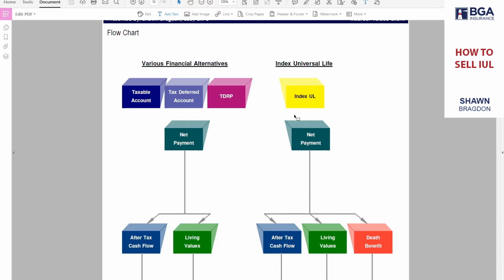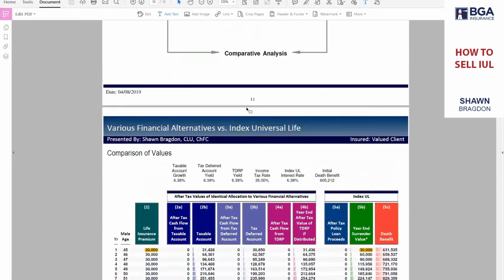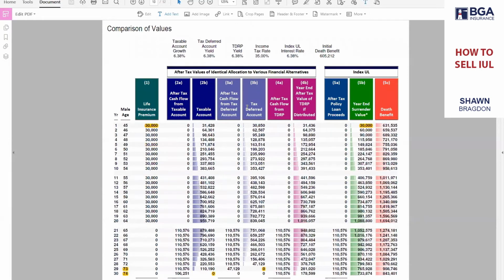It takes real world taxes and management fees. In this example, we have a taxable account, which is compliance speak for a no-load mutual fund with a management fee. Our tax-deferred account is a variable annuity with your typical fees included, and a TDRP, that stands for tax-deductible retirement plan, also a hypothetical 401k plan. So we have, in this example, a male age 45 who's putting in $30,000 a year for 20 years into all four of these retirement accounts.